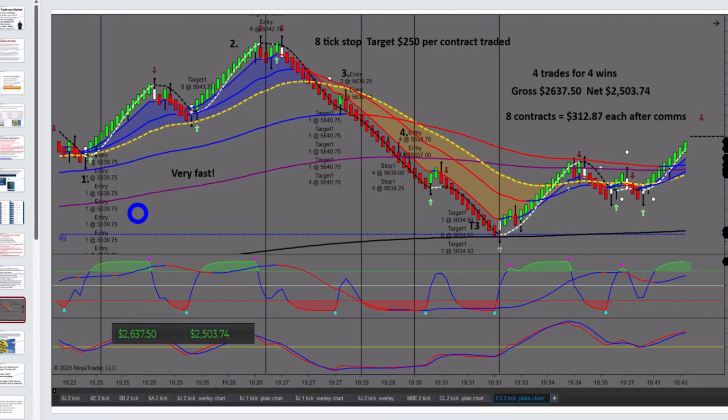However, the ES has got the greatest volume. Okay, we see typically around 1.5 million contracts traded a day. I'm trading after hours during what we call the Globex session.